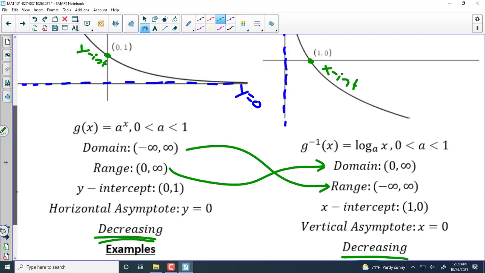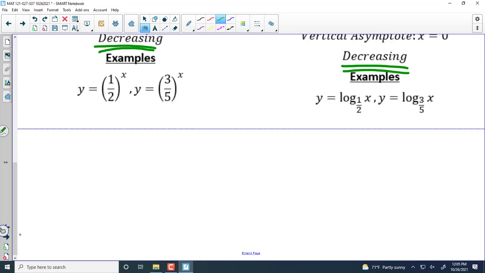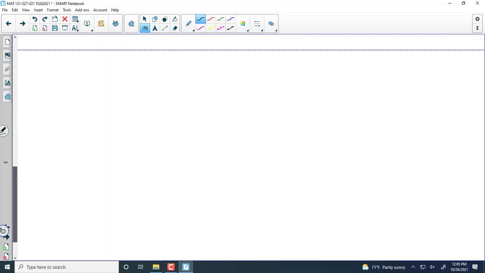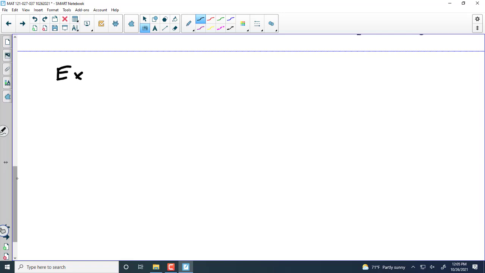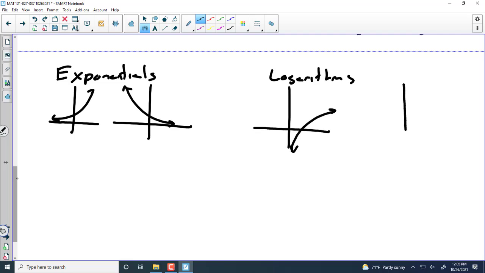So, class, what we have is four new basic functions. We have exponentials that either look like this or like this. And we have logarithms that either look like this or like this.